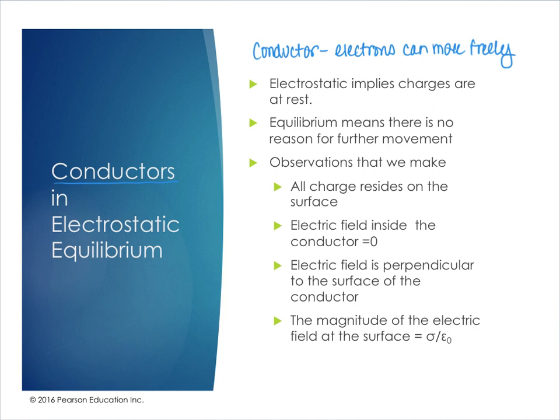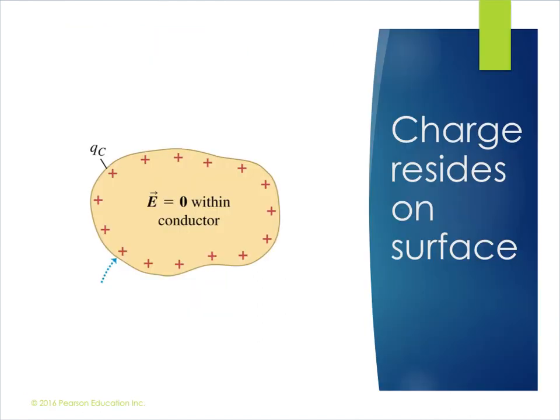So let's go through and look at it individually. Basically, why does the charge have to reside on the surface? And when we say this, we mean excess charge. If the conductor has an excess charge, say a charge of plus 2 nanocoulombs or minus 3 nanocoulombs, where is that charge going to be?